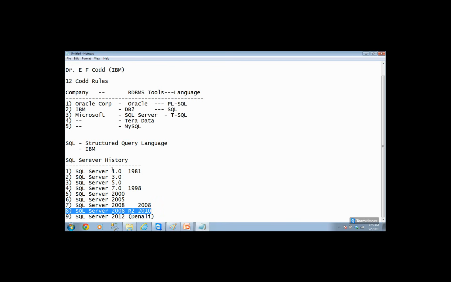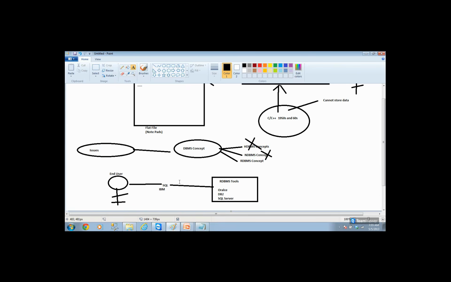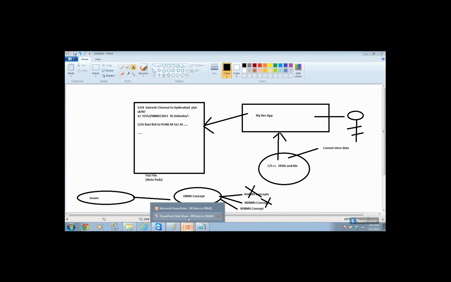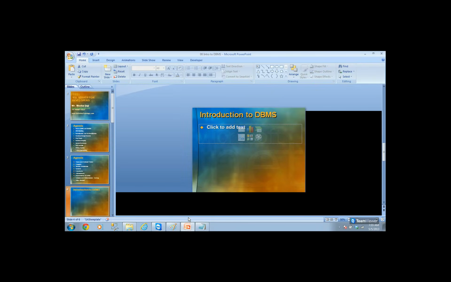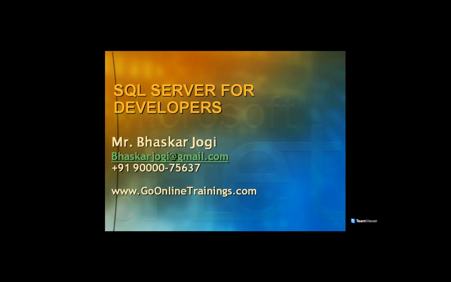So that's fine. This completes the introduction to DBMS and RDBMS. If you have any questions, you can just ask me. Any questions? Clear? So this completes the introduction to DBMS and RDBMS. Thanks a lot. So this is the end of the demo.